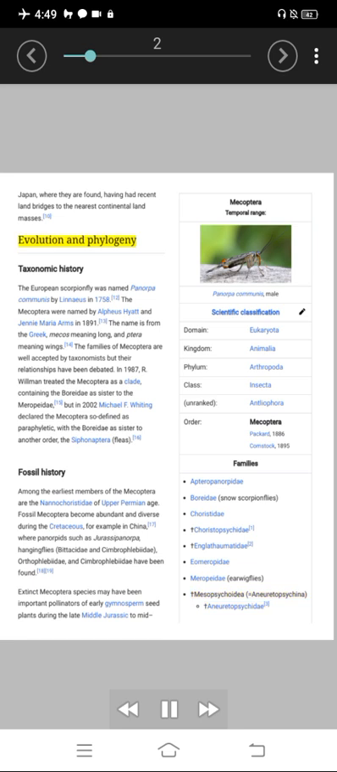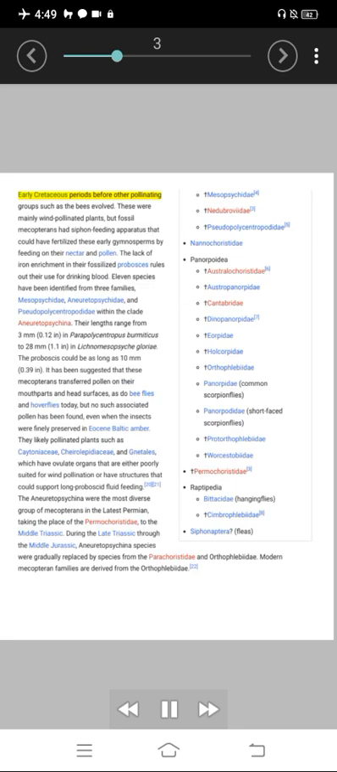Early Cretaceous periods before other pollinating groups such as the bees evolved. These were mainly wind-pollinated plants, but fossil Mecopterans had siphon feeding apparatus that could have fertilized these early gymnosperms by feeding on their nectar and pollen. The lack of iron enrichment in their fossilized proboscis rules out their use for drinking blood.